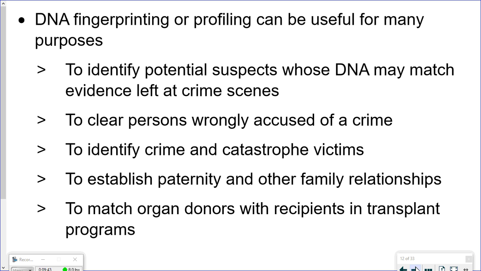We can identify crime and catastrophe victims, establish paternity and other family relationships, such as if they're siblings. And we can match organ donors with recipients in transplant programs, because remember you have to have a proper blood type match and everything, or else the organ will not function and it will die off.